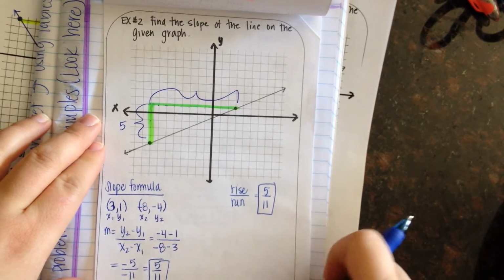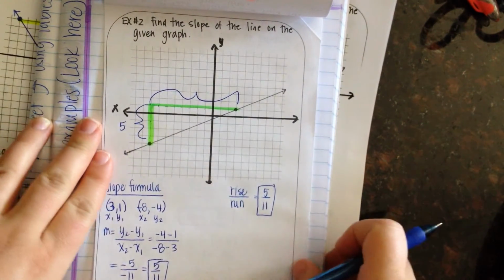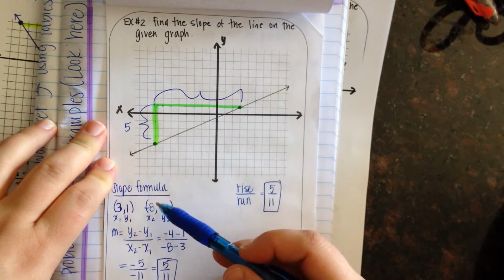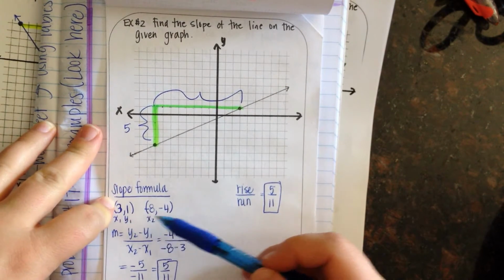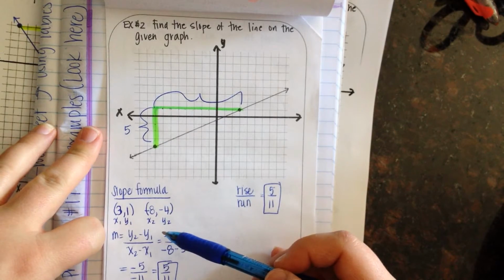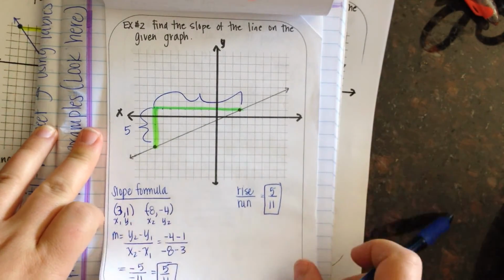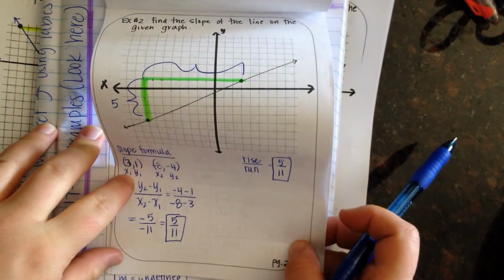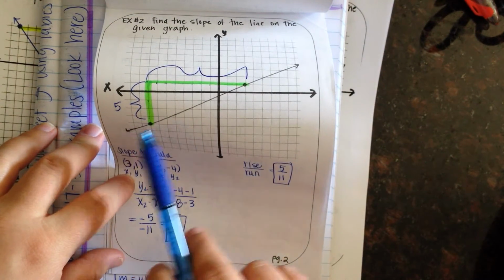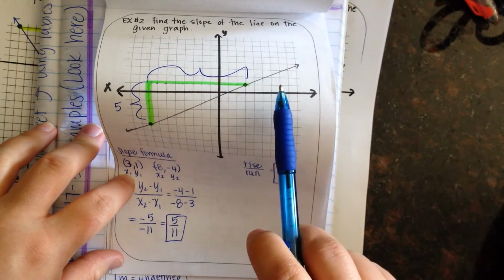Okay, so hopefully you paused and you were able to work it out. You can see my work here. Using the slope formula, I found the coordinate pairs, labeled them x1, y1, x2, y2, plugged them straight into the formula, and was able to calculate a slope of positive 5/11. And I want to confirm that my slope is going in the positive direction, and it is.